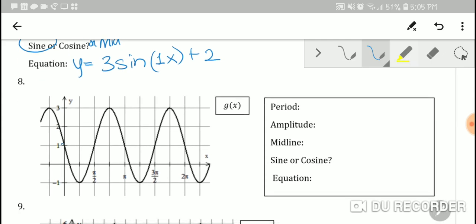All right, period, count your first 5 points starting on the y-axis. So 1, 2, 3, 4, 5. Your period is pi.